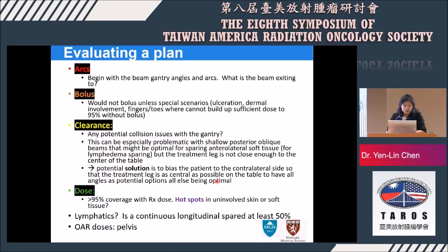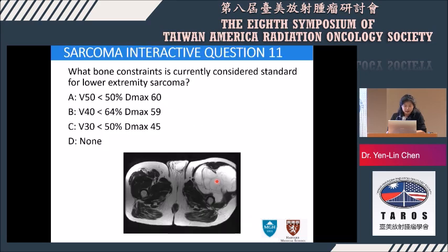All right, so doses, skip that. And evaluating a plan, it's important to start with the arcs, look at the bolus, look at clearance issues, the dose coverage. And then lymphatics: there's no recommendation to cover elective nodal radiation for the very rare lymphotropic sarcomas, clear cell, angiosarcoma, rhabdoepithelioid.